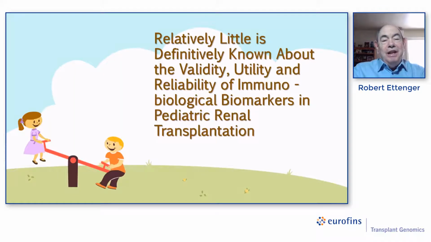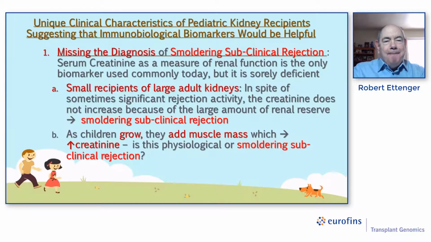In essence, relatively little is known about the validity, utility, and reliability of immunological biomarkers in pediatric renal transplantation. There are some unique clinical characteristics of pediatric organ allograft recipients that suggest that immunological biomarking would be particularly helpful. There are really two big classifications. Number one is missing the diagnosis of smoldering subclinical rejection.